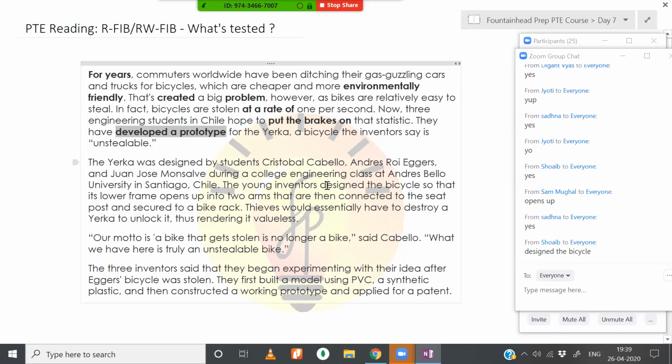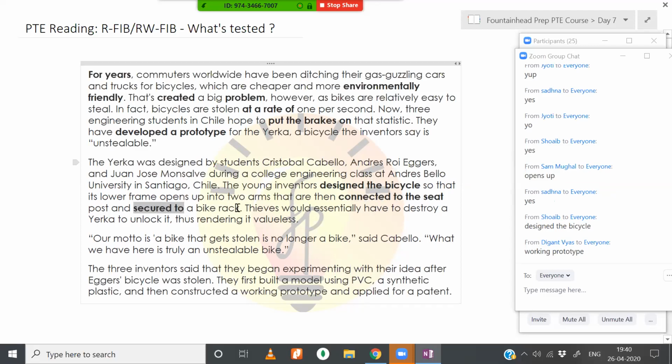Designed bicycle. Yes, that's correct. Connected to this seat is correct. Secured to is another collocation. Rendering it valueless is another collocation.